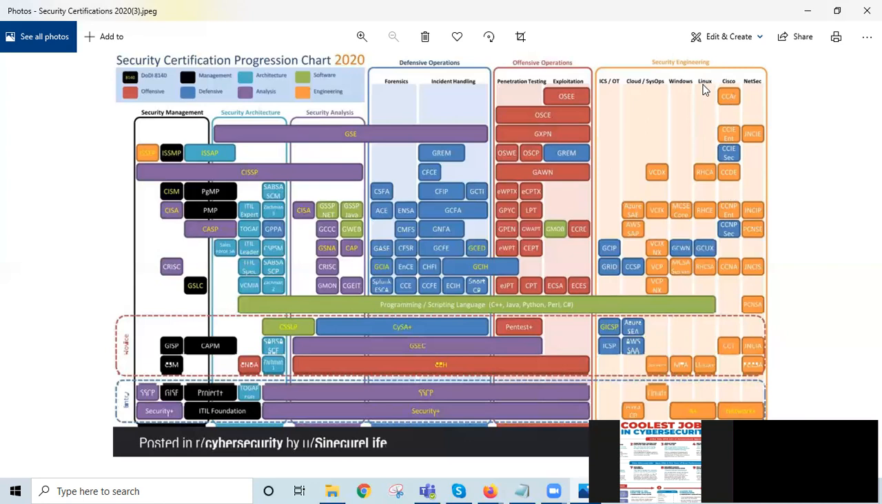Then the Linux platform, so you're going to understand some Linux and how things work. Then we have Windows platforms, like 2008 server, 2012 server, 2019 servers. We're talking about some cloud system operations, and we have ICS and OT sort of things. So you can see we have security management, architecture, analysis, security engineering, offensive operations, defense operations. So we have multiple fields within security.